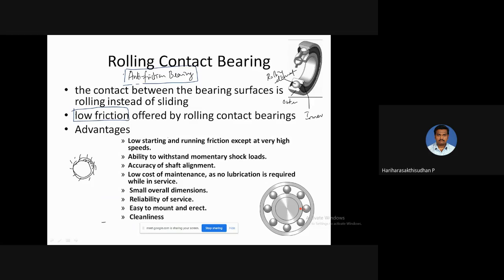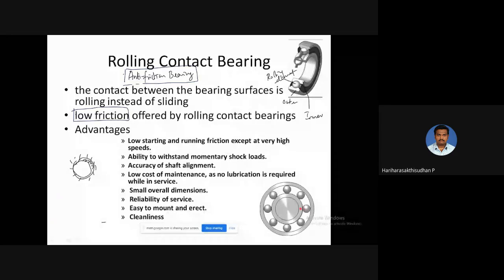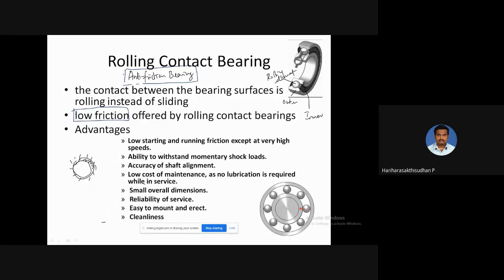Some advantages: here you have very low starting and running friction, but in case of a hydrodynamic journal bearing, as there is sliding contact, there will be a high amount of initial friction. Then there is the ability to withstand momentary shock loads, and accuracy of shaft alignment. Even a small misalignment in the shaft is acceptable in a rolling contact bearing. There are some special rolling contact bearings which also allow some axial misalignments. Another advantage is low cost of maintenance. You don't have to frequently apply lubricant to keep it in service, because it functions based on the rolling elements, not on the lubrication.